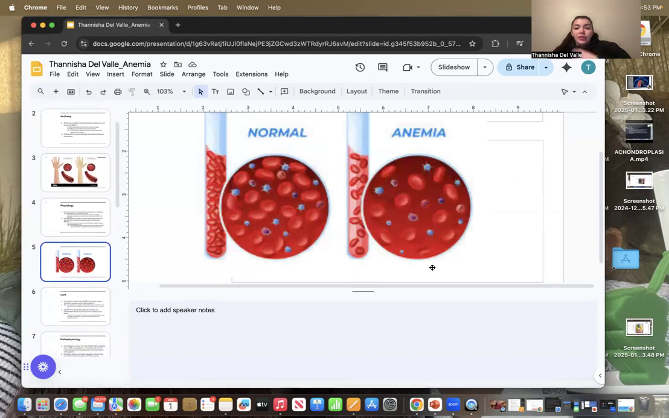So again, a picture of anemia. You can see the white blood cells, the leukocytes, and the RBCs. But there is a lot more in the normal side than the anemia, as you can see here.